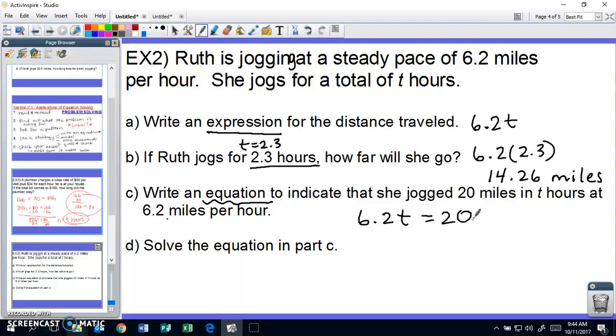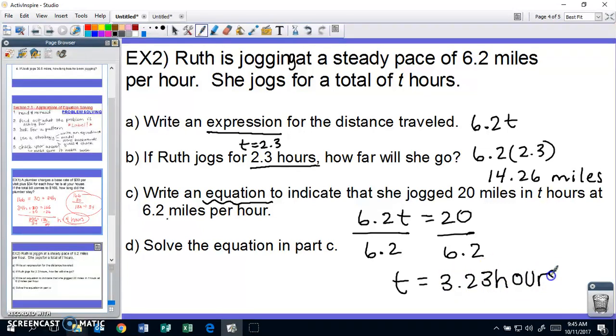What inverse operation am I going to use in part D to solve that equation? Oh, period 8 is going to make fun of you if you don't know the inverse operation. Come on, why did it take so long to answer this one-step problem? Lindsay. Division. So I'm going to divide both sides by 6.2. So T equals 3.23. Don't forget your label.